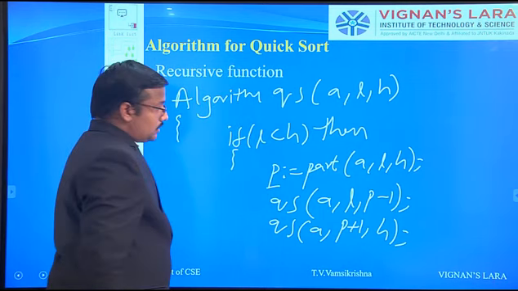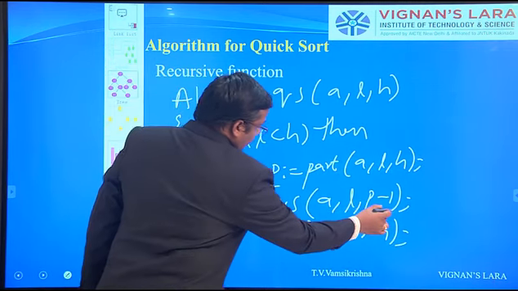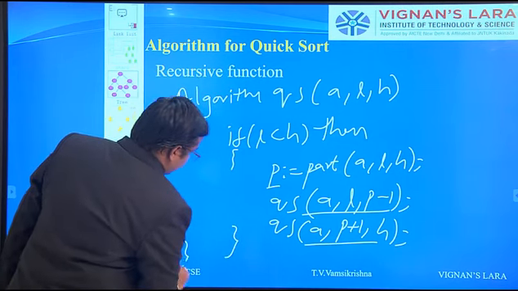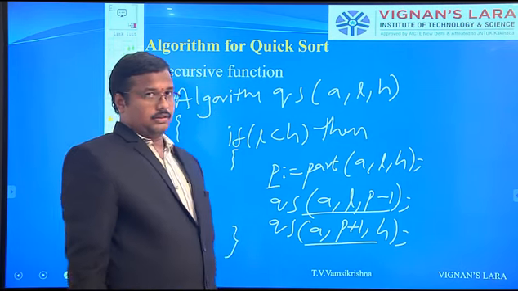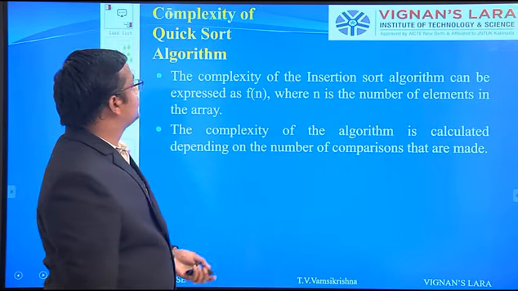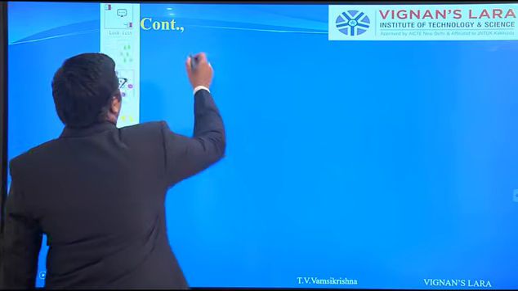This is divide and conquer. Here we divide, and we recursively apply quicksort to the left side elements and the right side elements. In the next slide we will continue.